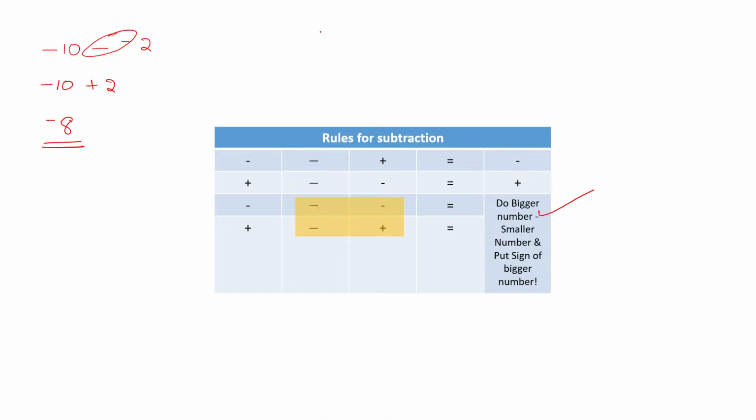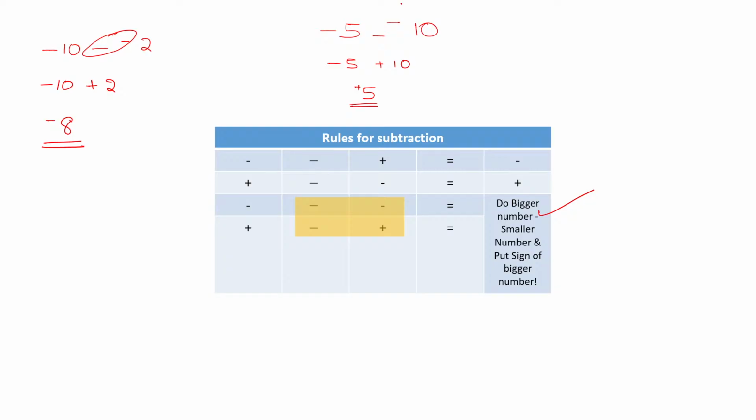We will try one more. If it is negative 5 minus minus 10, what is it becoming? Negative 5 plus 10. Bigger number minus smaller number. 10 minus 5, it is 5. What is the sign of the bigger number? Positive. So the answer will be positive. Clear? So in this case, the answer can be negative or positive depending upon our calculation.